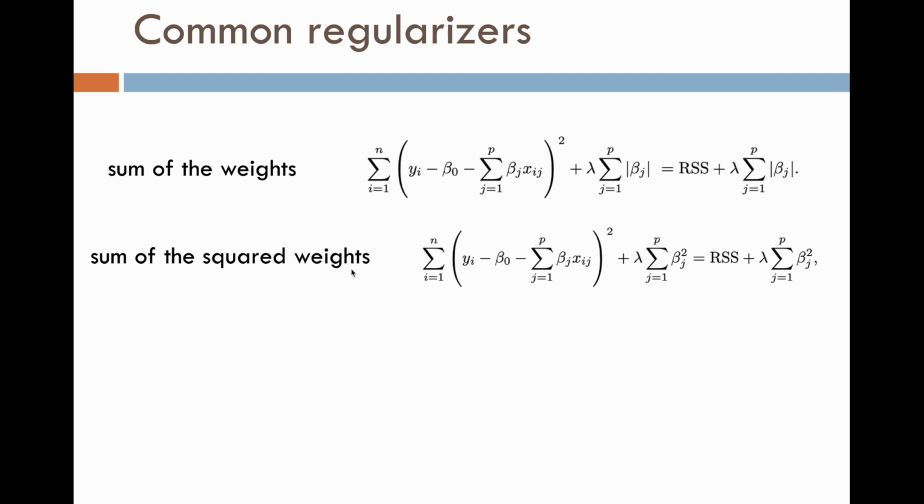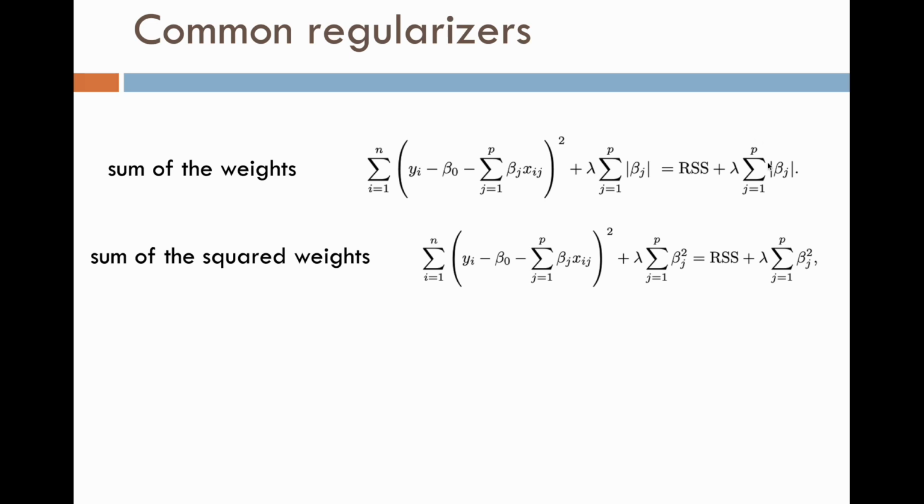Sum of the squared weights. Okay, now what is L2 loss? Lambda beta j the whole square. This is the penalty which we are adding, lambda beta j the whole square. This is called ridge regression or ridge loss, right? Or L2 loss. We'll try to see why it is called L1 and L2.